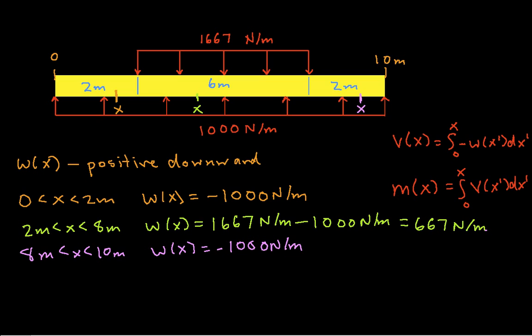It's a function of x. We can actually plot it, and if we do, we get that w of x looks like this. For x between 0 and 2, it's minus 1,000. For x between 2 and 8, it's 667. For x between 8 and 10, it's minus 1,000 again. So that's not so bad, right?